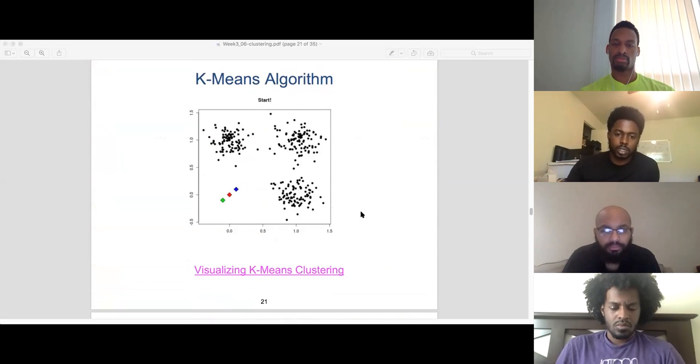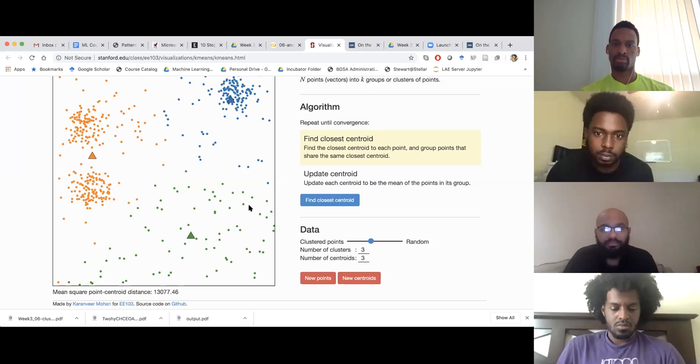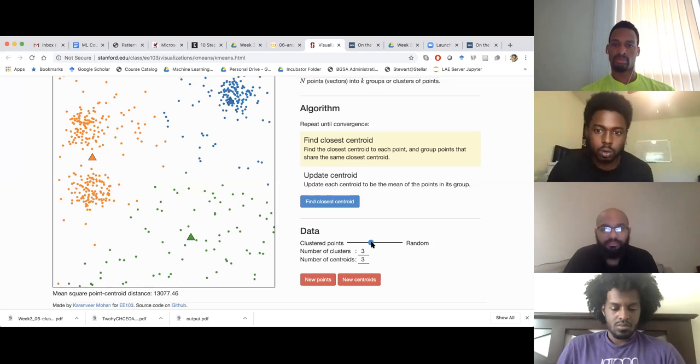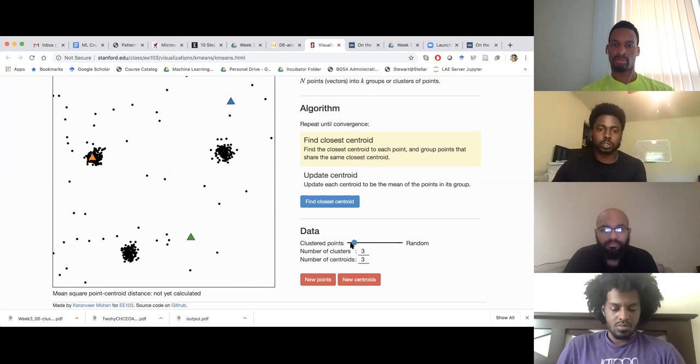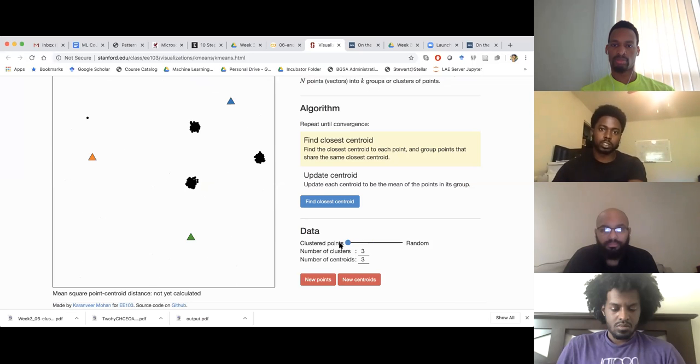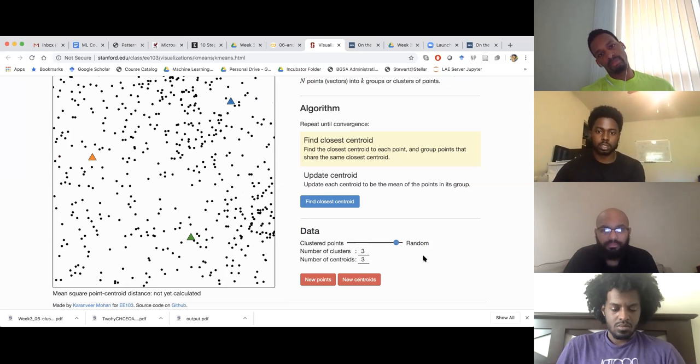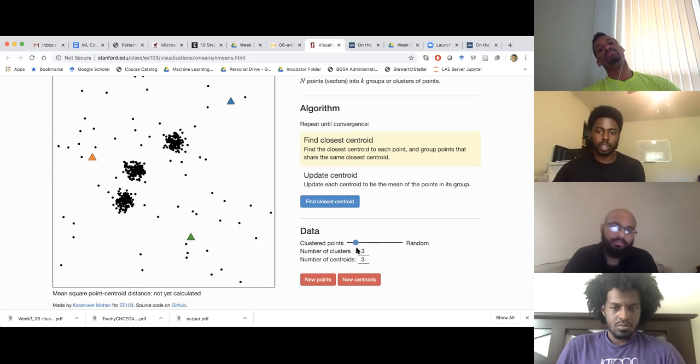So why don't we take a look at what k-means is. I'm going to share my screen now. This is a nice visual. So on this metric, we can choose to have cluster points or randomness. So why don't we go ahead and do this?